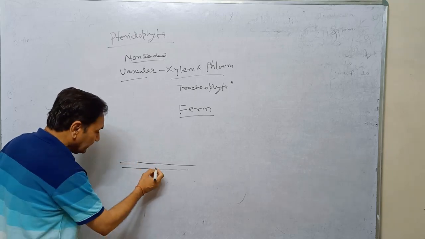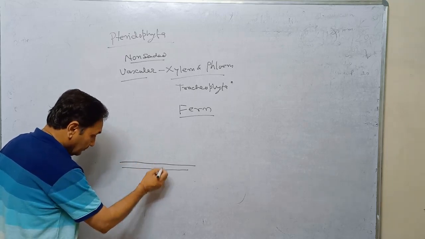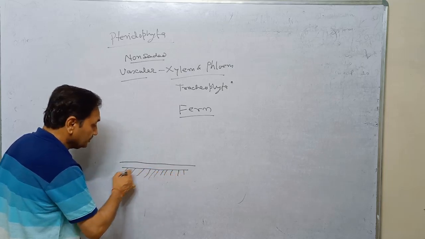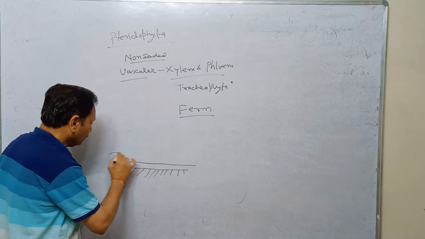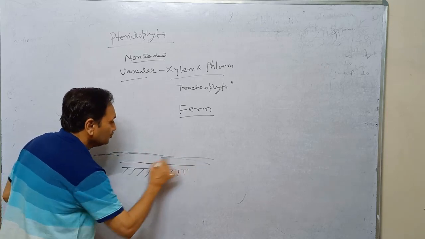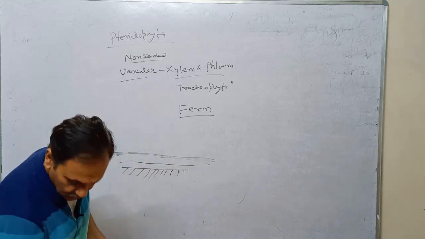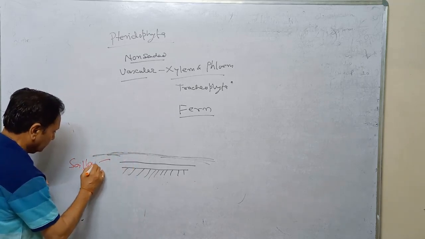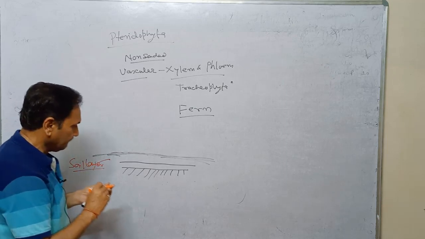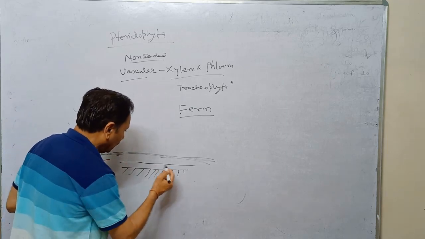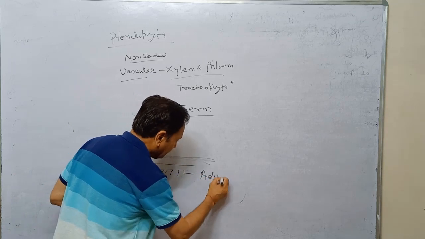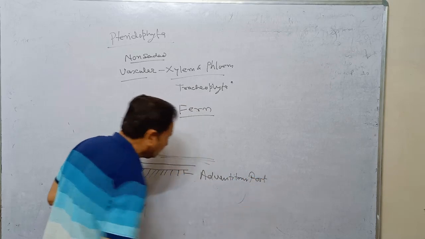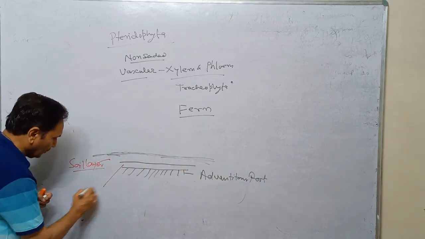It has been observed that there are certain roots on the stem, and suppose this is the soil layer. The roots are always adventitious. Adventitious roots are present, and this stem is called a rhizome.